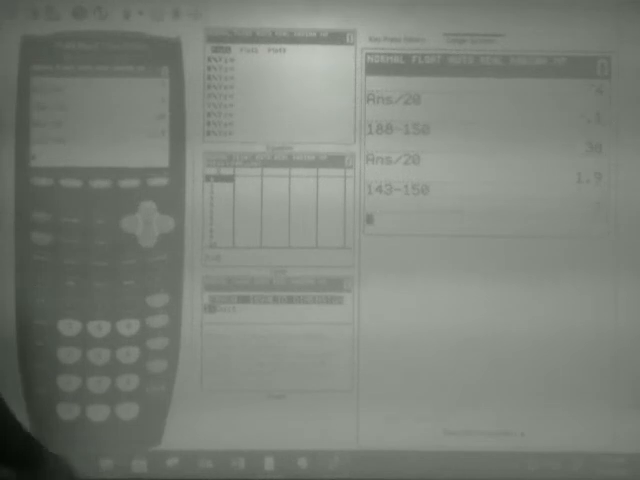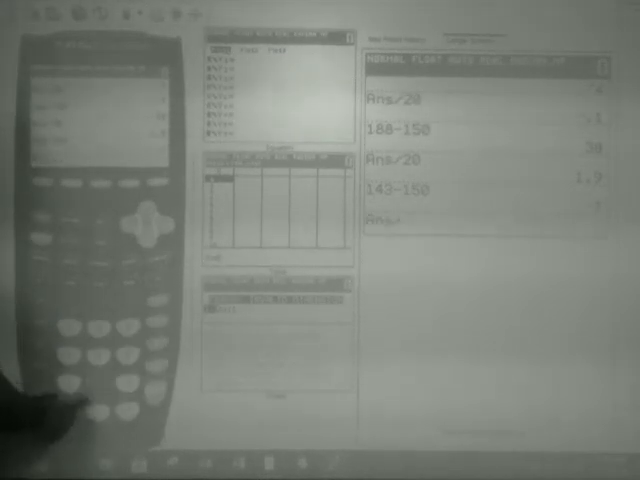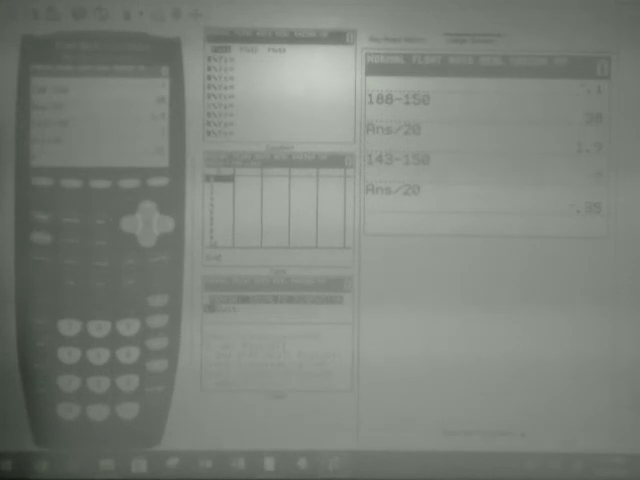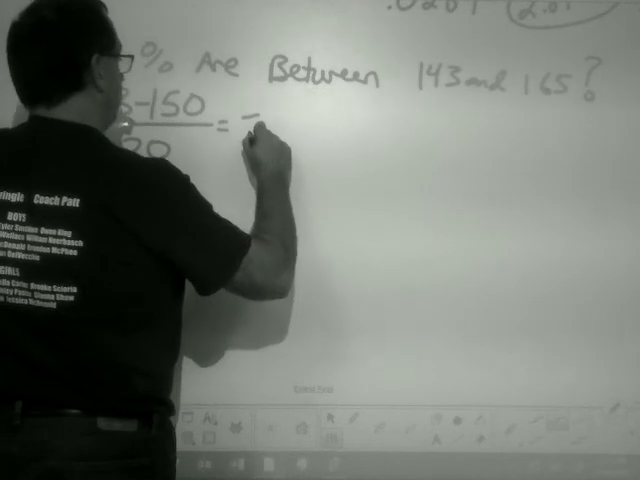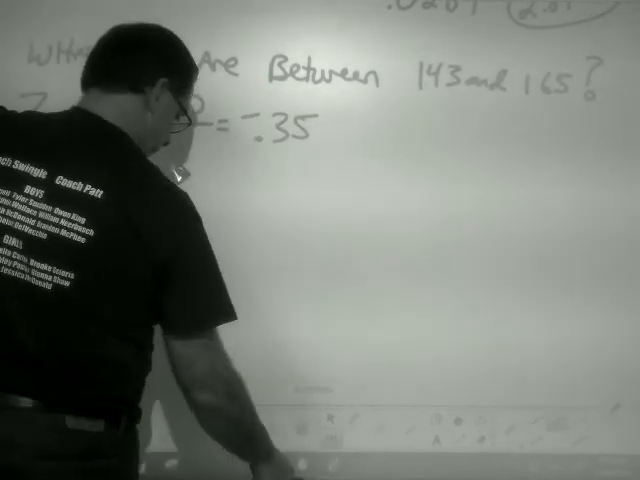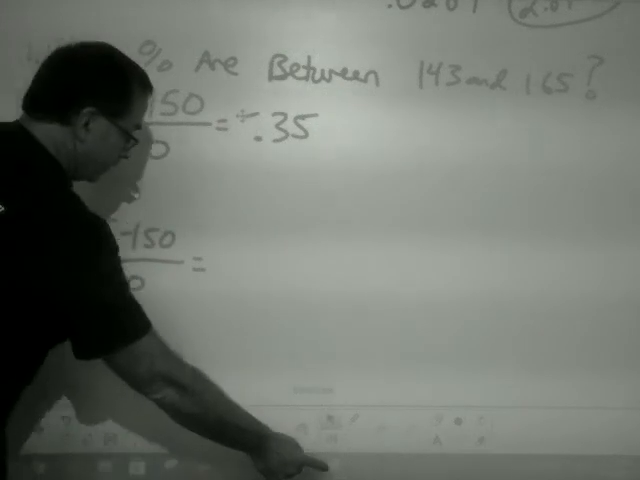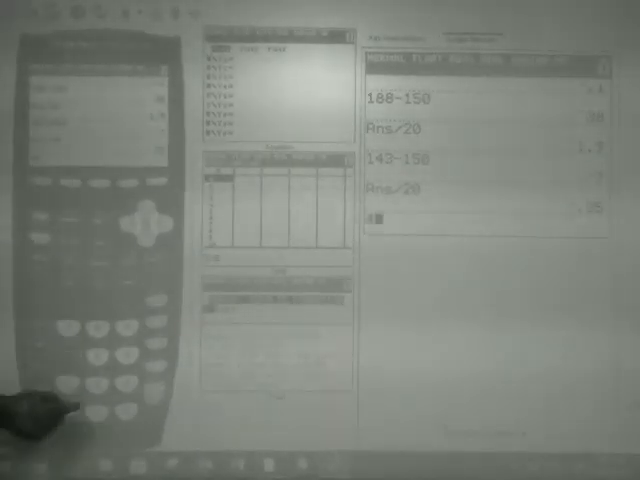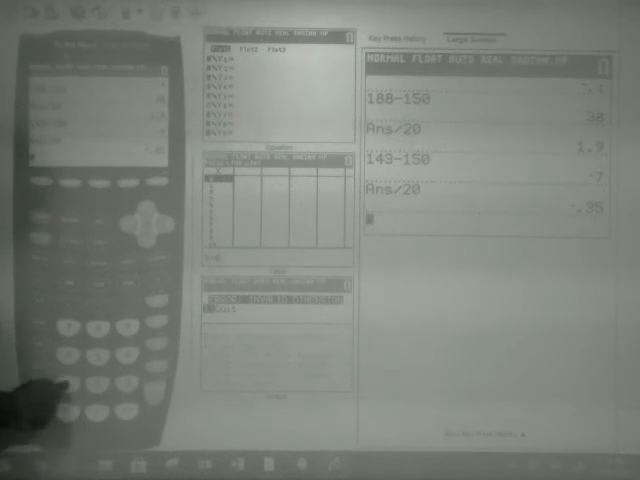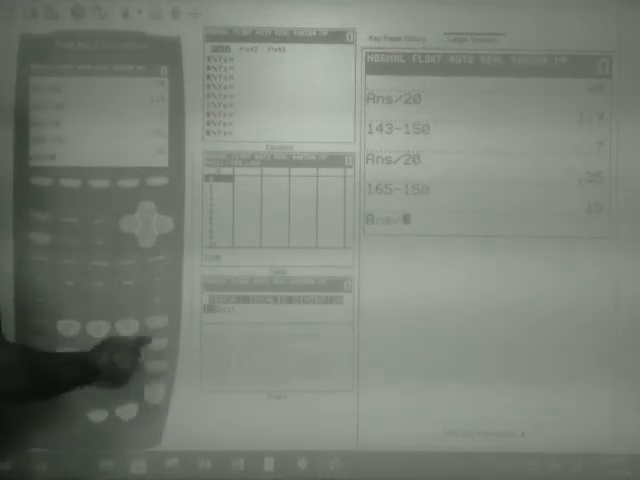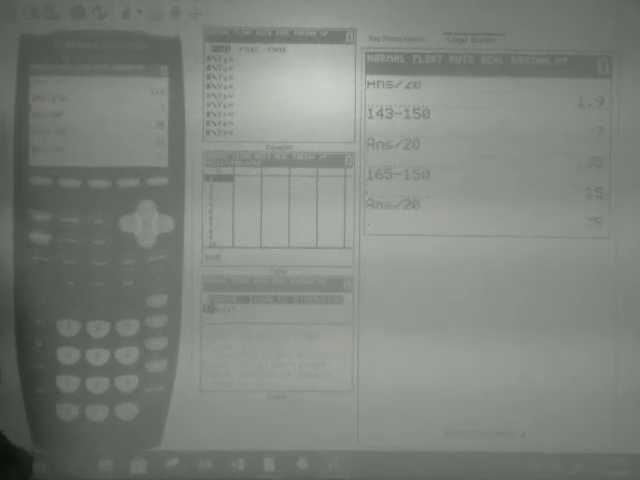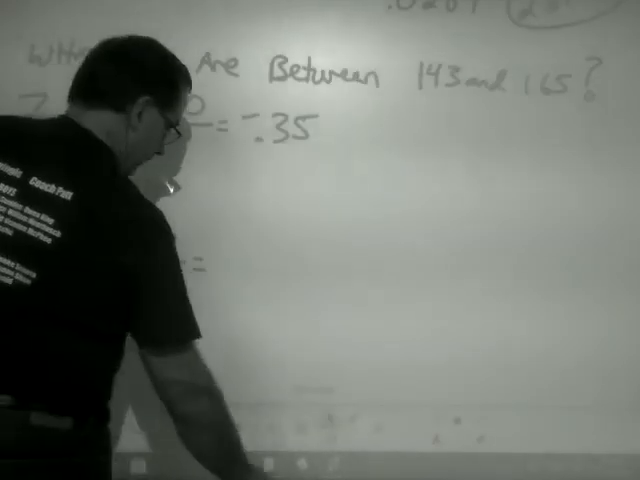143 minus 150, enter, divided by 20, and we get negative 0.35. So this is negative 0.35. This one's 165. So I go whoops, that's a 4. 165 minus 150, enter. Divided by 20, enter. 0.75.